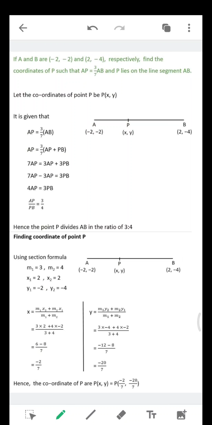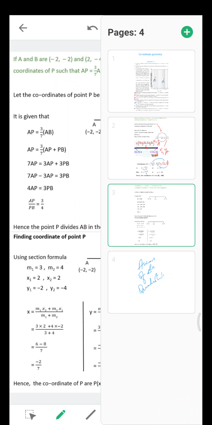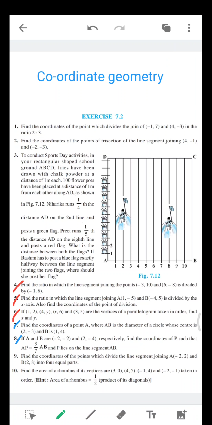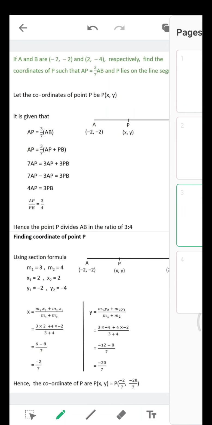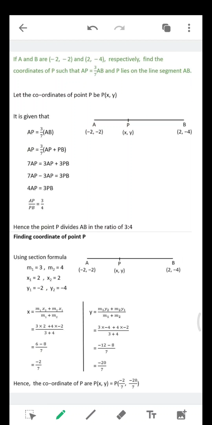Okay, next question, question number 8. Okay, question number 8 we are going to see. Now this question you have to be very careful while taking the ratio. Here we will apply section formula, but in a different way. If A and B are given, A is -2, -2, and B is 2, -4, two coordinates are given.